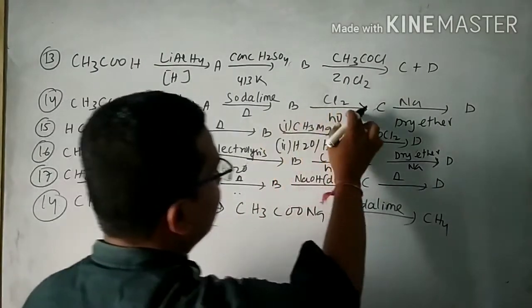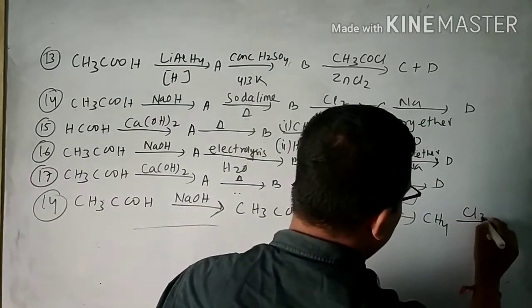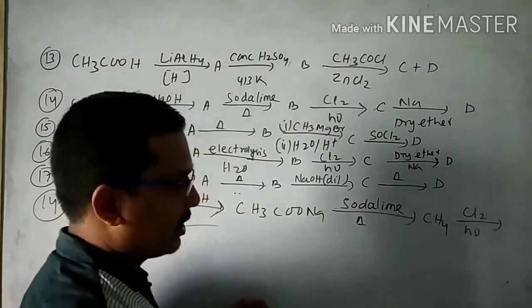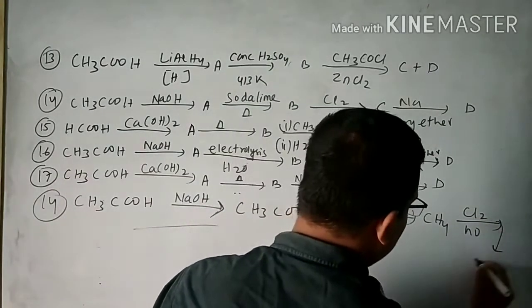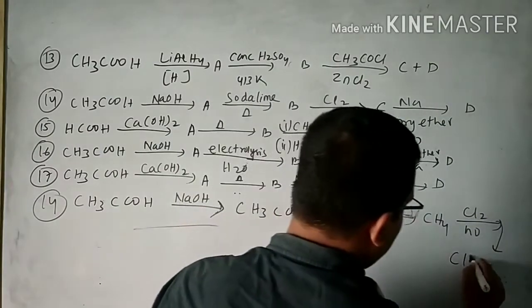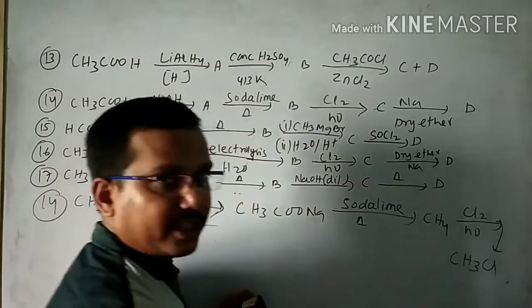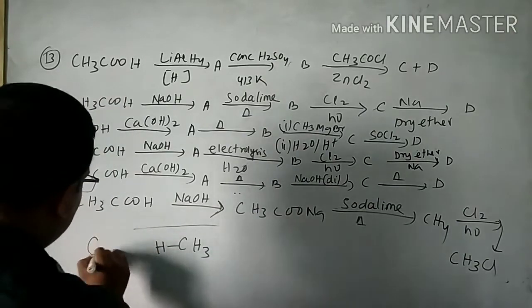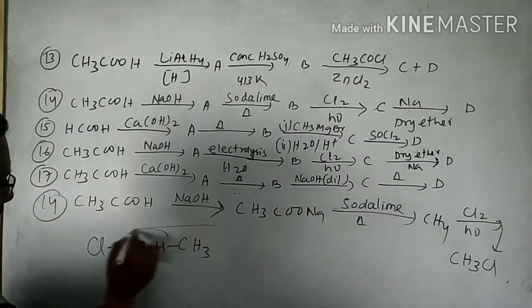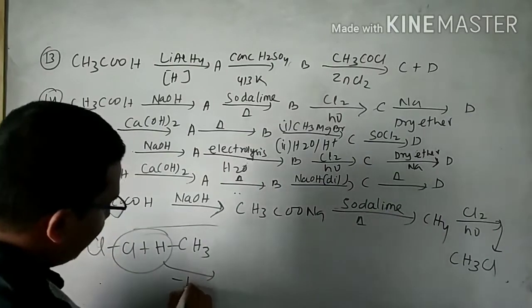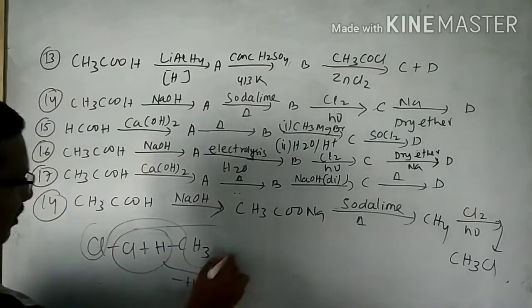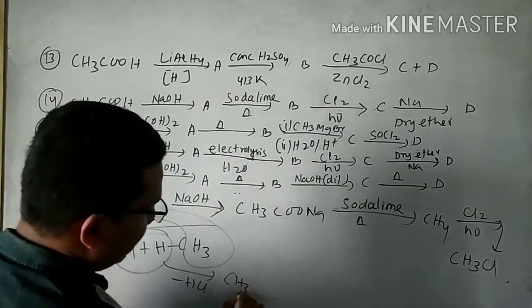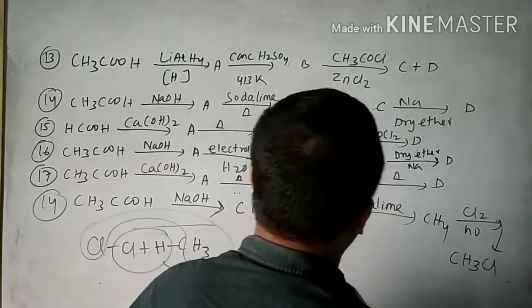Next, CH4 is treated with Cl2 in the presence of sunlight, that is h nu. We can find CH3Cl, that is also said to be chlorination. Here we can write CH3-H and Cl-Cl. We can remove one HCl molecule and get CH3Cl. So we can write here CH3Cl.